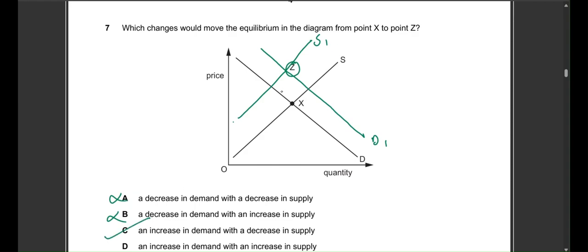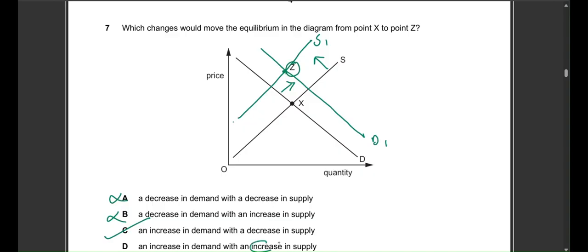Yes, if you all can see, my demand is shifting rightward and my supply curve is shifting towards the left hand side in order to have the equilibrium at Z. So that's the reason option number C would be the right one. Let's see the D option also. An increase in demand, that's right, but an increase in supply.